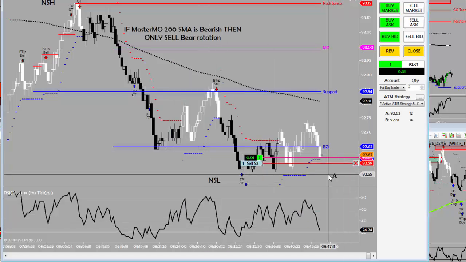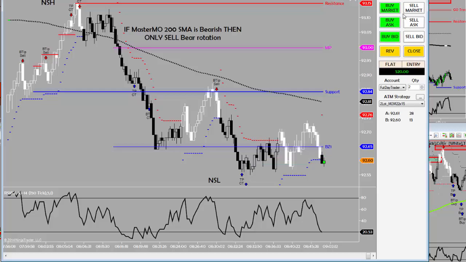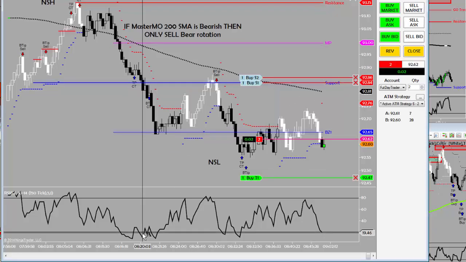Okay, so let's watch it right here. Again, we've pulled all the way back to test the blue. If we roll over, we'll not only get stopped out, but we'll reverse to short. Okay, now we just want to sell market. Okay, so now we're back short with the underlying trend.